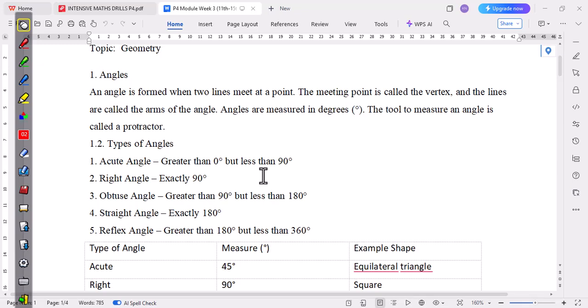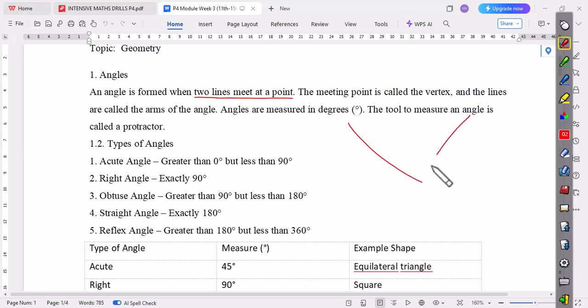So here we have an angle. An angle is formed when two lines meet at a point. So when we draw two lines, this is one line and another line, they meet in one point, they meet here. One angle is formed. So this is the angle.